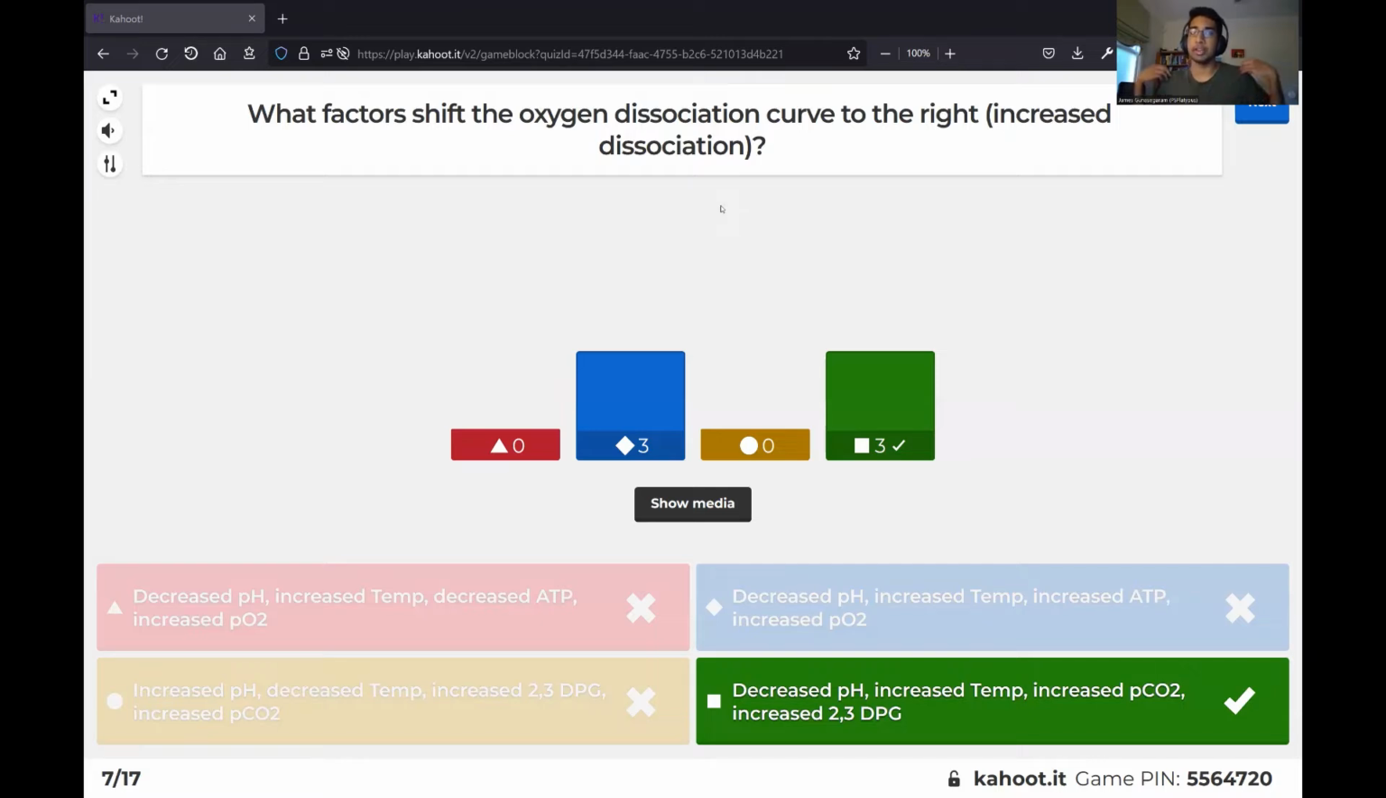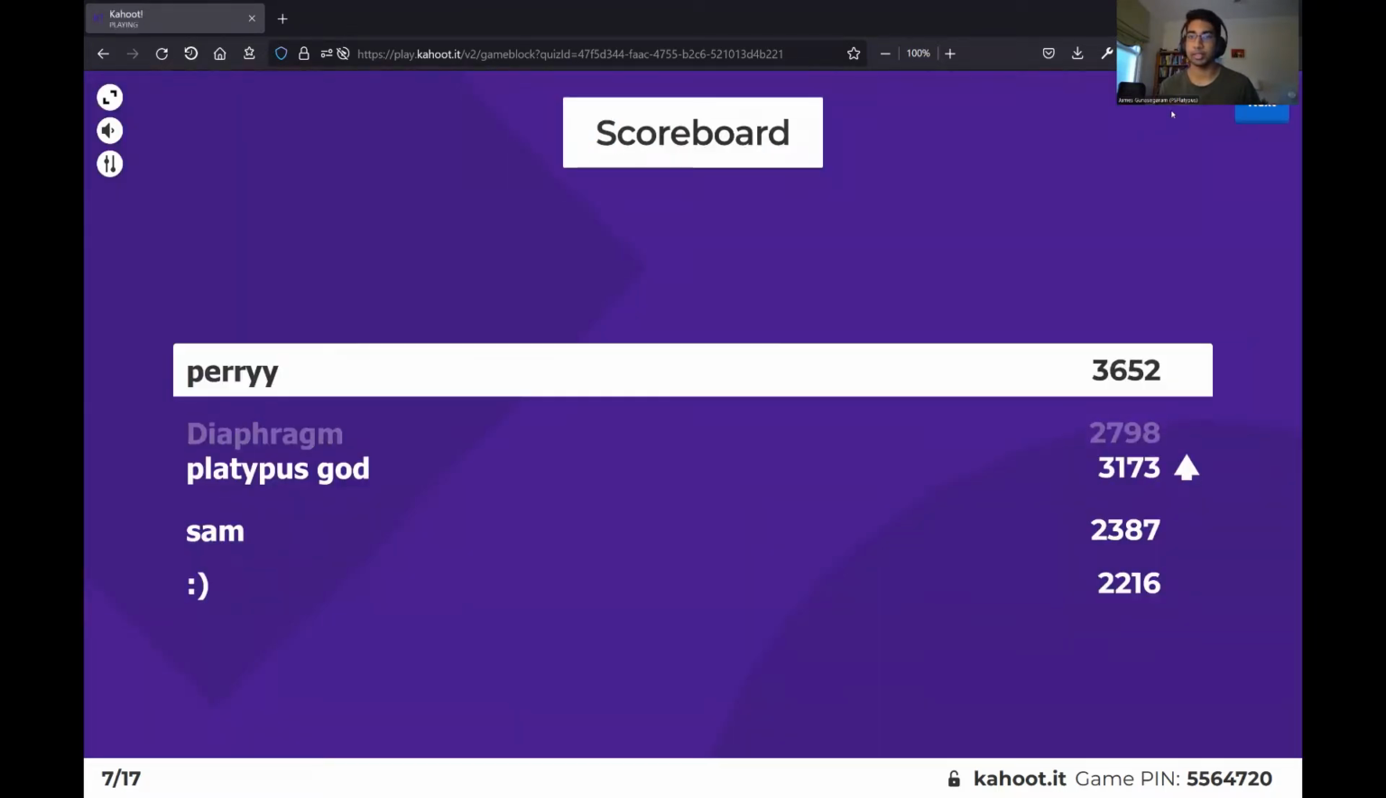The important thing to understand, as the question suggests, is that the rightward shift means that you're actually giving more oxygen to the area. So the reason that we correlate stuff that happens in intense activity to increased dissociation is because intense activity tells the body, hey, you need to drop off more oxygen here. And so all of these signs are things saying, hey, this is working really hard, give me more oxygen. So well done to everyone who got that one right.